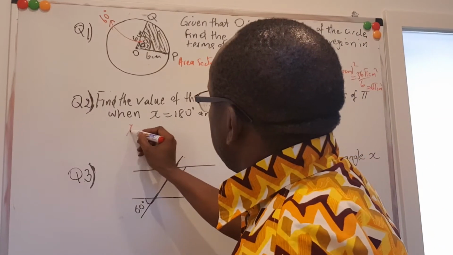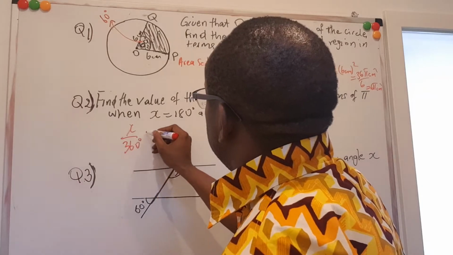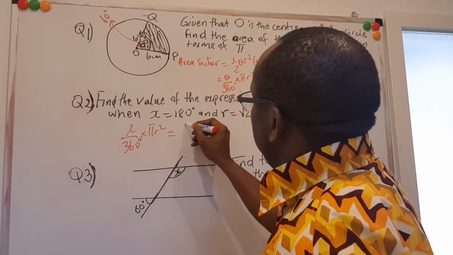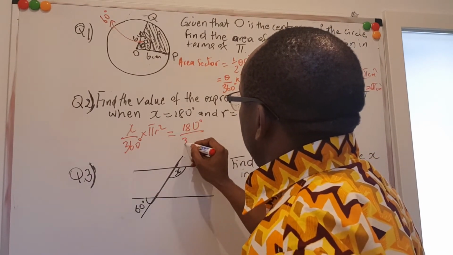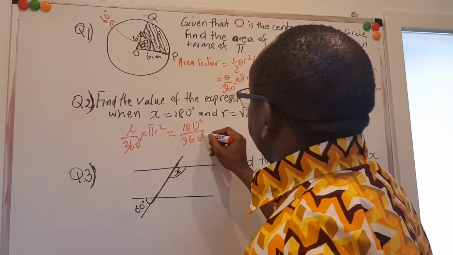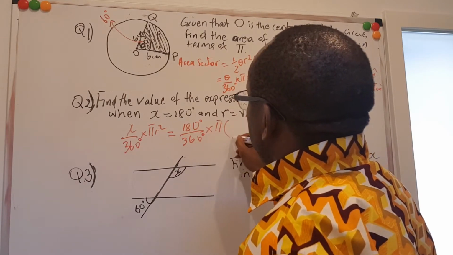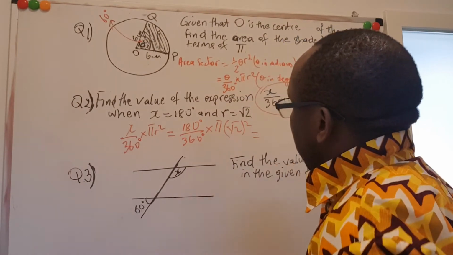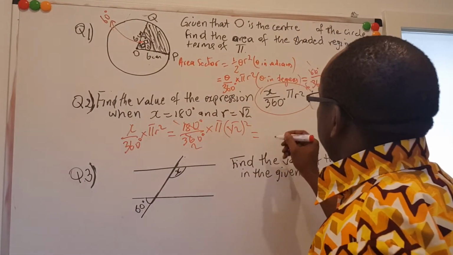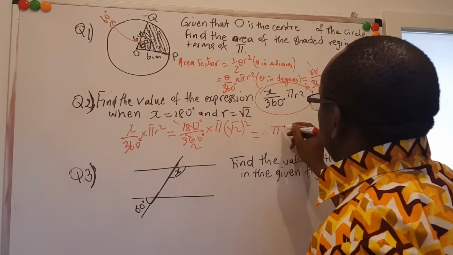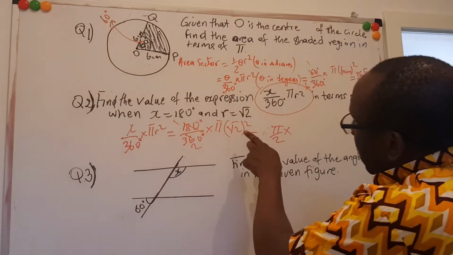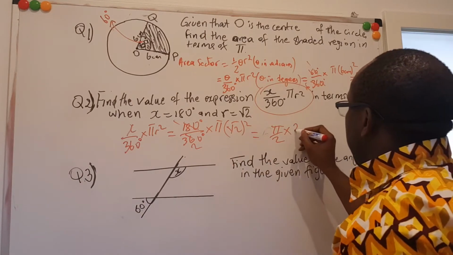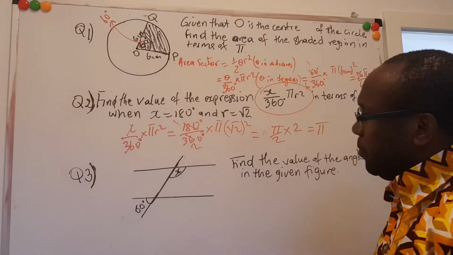So in that case, our x on 360 degrees times pi r squared, where x is 180, I put 180 degrees on 360 degrees times pi, and the radius is root 2, so I put root 2 squared. This goes 1, this goes 2 times, so this is pi on 2 times the square root of 2 squared. This square removes the square root, I'm left with 2. So that is just 2 here. So the answer is pi.